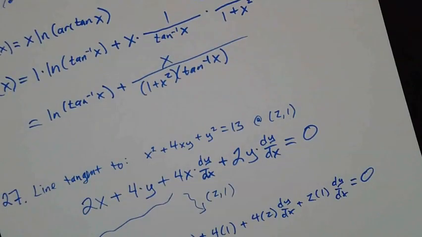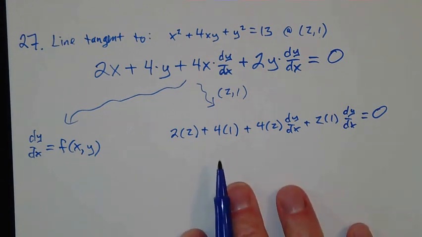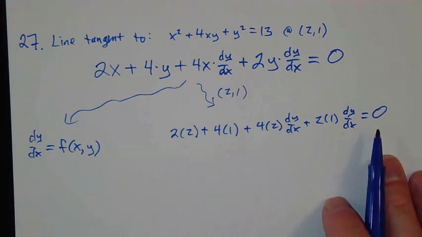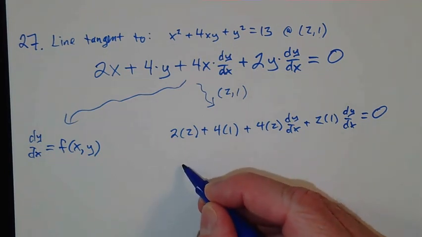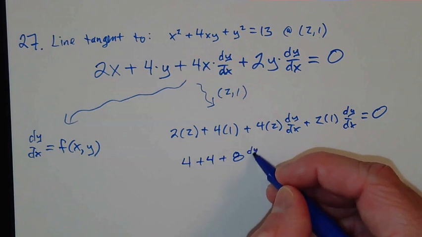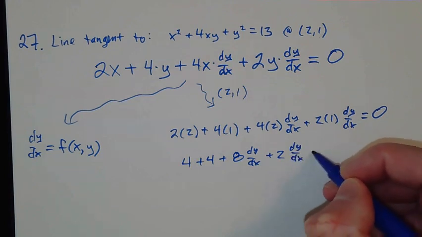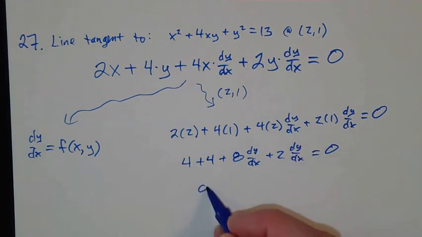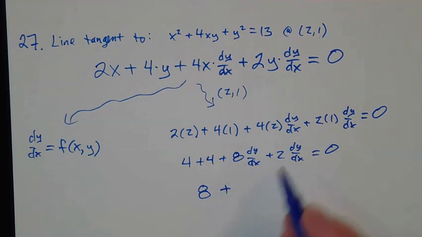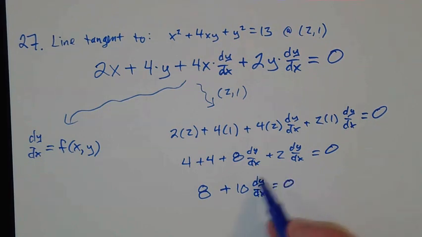Okay, at this point, I am picking up after an hour-long interruption for a review session, which doesn't matter to you as you're watching this video, but I left off having plugged in my x and y values. At this point, I just have 4 plus 8 times dy dx plus 2 times dy dx equals 0, which means I've got 8 plus 10 dy dx equals 0. Think of that dy dx like a big X: 8 plus 10X equals 0.